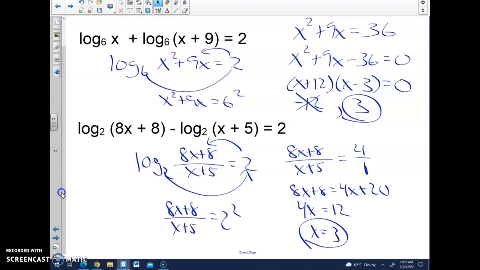And you'll notice 8 times 3 is 24 plus 8 is 32. 3 plus 5 is 8. 32 divided by 8 is 4. Guess what 2 squared is? 4. It should work out on every single level.